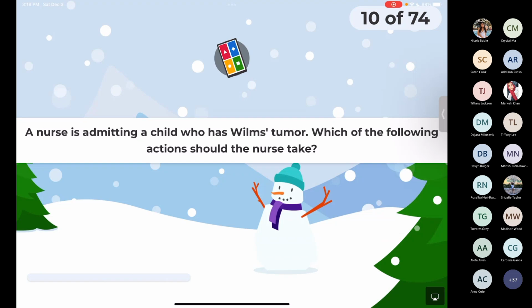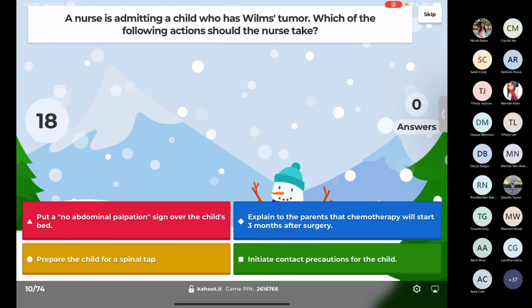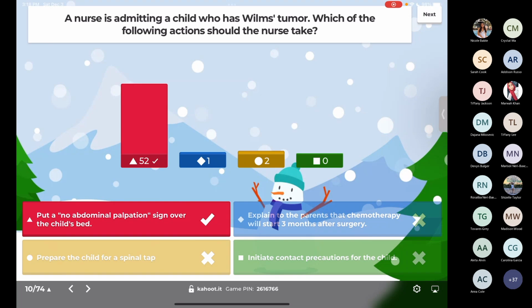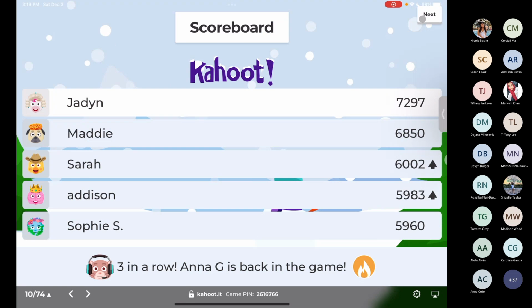A nurse is admitting a child who has Wilms tumor. Which of the following actions should the nurse take? Good job, guys. So remember, with our Wilms tumor, we want to avoid palpating the abdomen to prevent an encapsulated tumor from spreading and popping open.